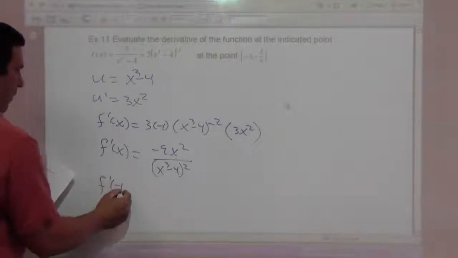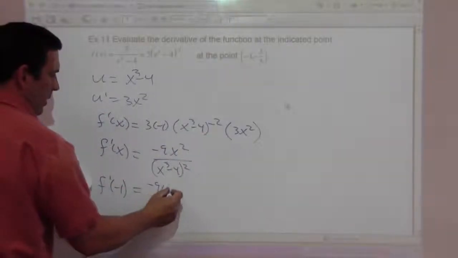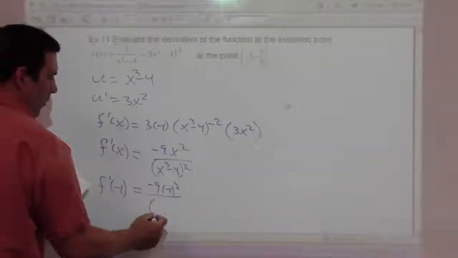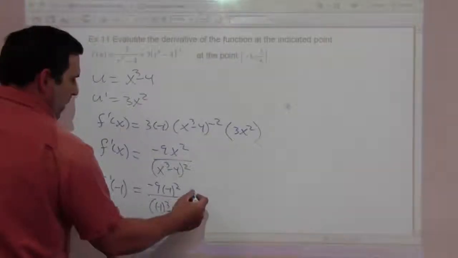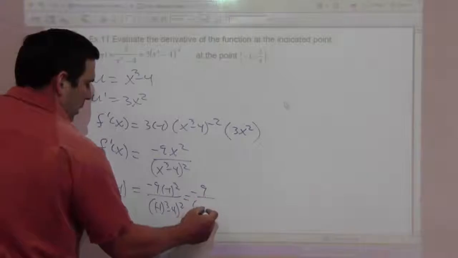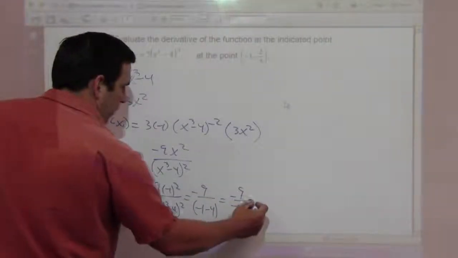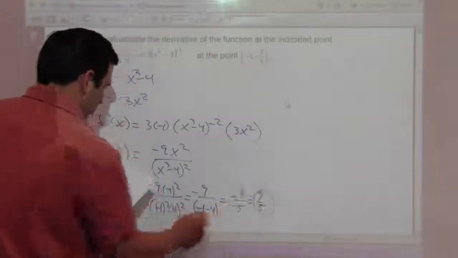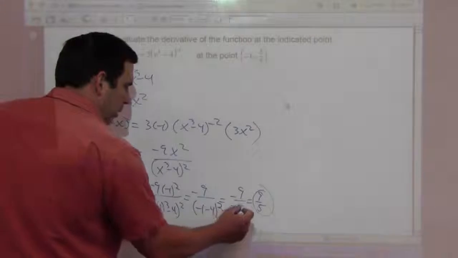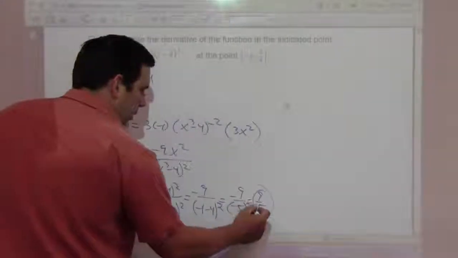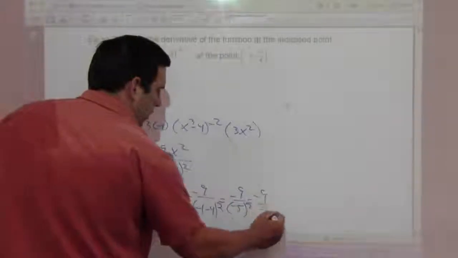F prime of negative 1, that's our x value, is going to be negative 9 times negative 1 squared over negative 1 cubed minus 4 squared. It's negative 9 over negative 1 minus 4, negative 9 over negative 5, or 9/5. Oh, that's a mistake. That should have been squared here. So that should be squared. And so the negative doesn't go on top. Negative 9 over 25. There we go.